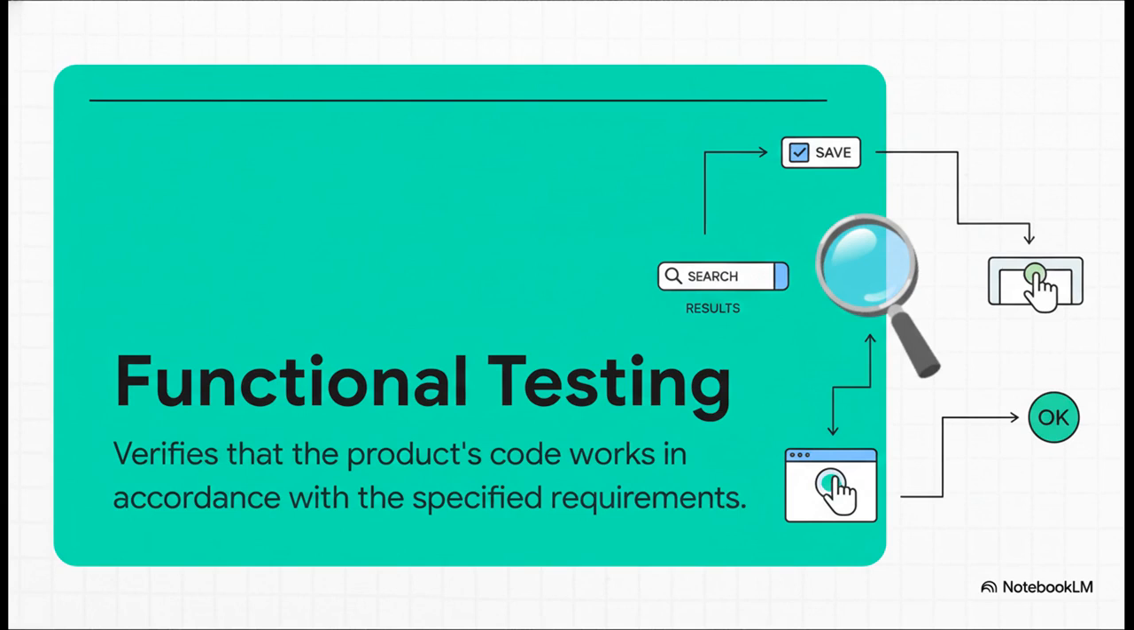So functional testing is probably the most straightforward one. It answers a really simple question. Does this feature do what it's supposed to do? When I click the save button, does the thing actually save? When I search for a word, do I get the right results? It's all about just verifying the requirements.